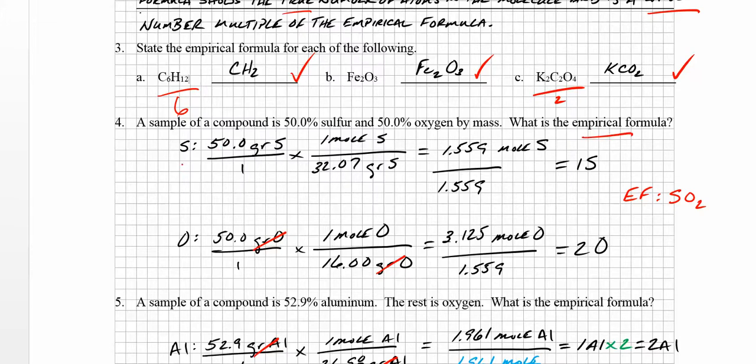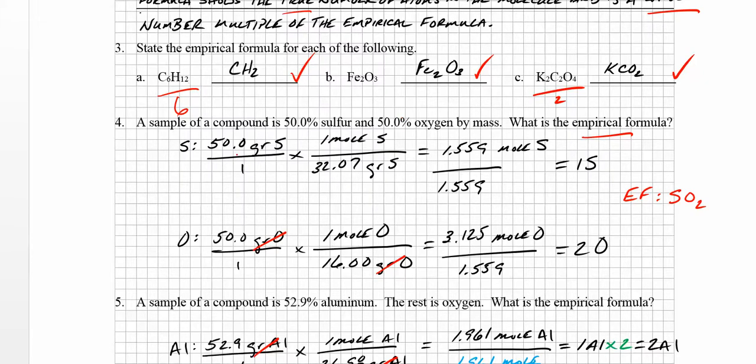So let's start with sulfur. What I'm going to do actually is a kind of a neat little trick. Even though I'm starting with percentages, I'll assume a 100-gram sample. I can assume any size sample I want. Let me just make it easy on myself and make it a 100-gram sample.